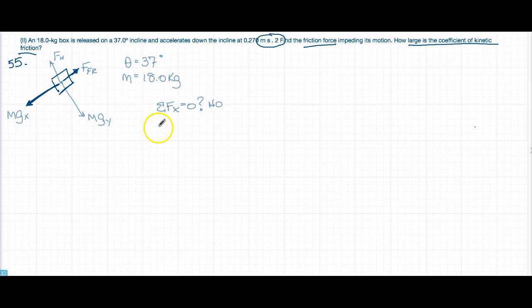So if I assume that to the left is the negative direction and to the right is positive, this becomes negative mgx plus the frictional force is equal to F net. Notice that in this case, because mgx is larger, that's going to give me a negative acceleration in the net force once I ultimately substitute in mass times acceleration there. And it should be negative because it's going in the negative direction.